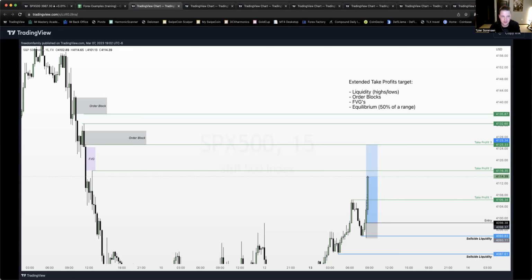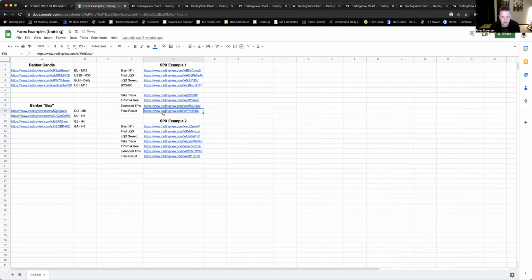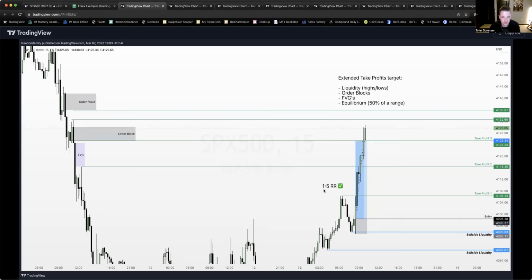This is an amazing trade. When we look at the final result here, I believe this is like a 1 to 5, right? From entry to, yeah, there you go. So this is a 1 to 5. Obviously you're taking partials along the way, but you guys get the point, right? This is an amazing move.